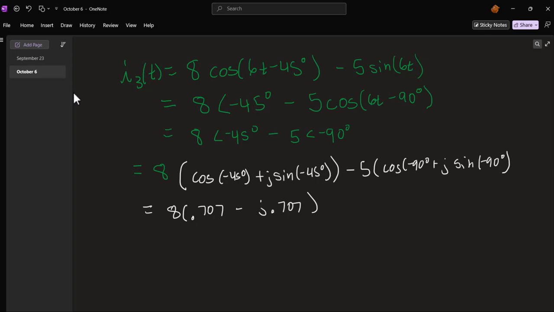And this little chart shows you that if you are in DC, or very low frequency, an inductor acts like a short circuit and a capacitor acts like an open circuit. But if you're at very high frequency, if your ω is very big, it's the opposite. An inductor acts like an open circuit and a capacitor acts like a short circuit.